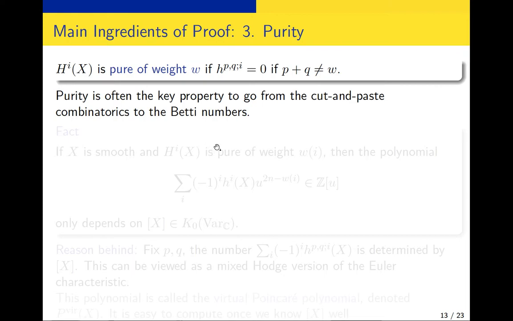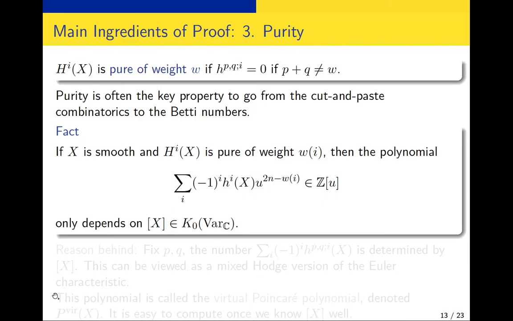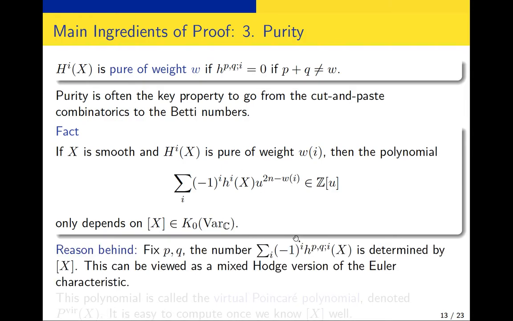So the next property we need is that whenever we have purity, then we can get nice information that you can make use of with the cut and paste knowledge. This is the important fact we need today: if H^i has purity of weight W_i, then the left-hand side polynomial here is something you can compute once you get the cut and paste data of X. And notice the power here is 2n minus W_i. The real reason behind this is that this alternating sum in terms of i is determined by the class of X in a Grothendieck ring.